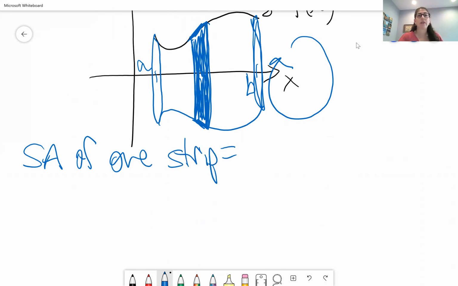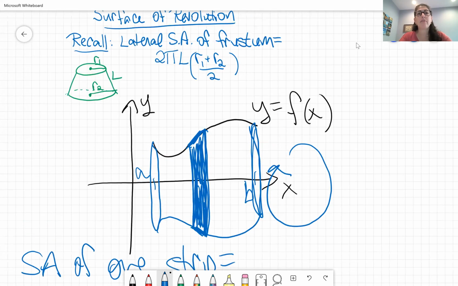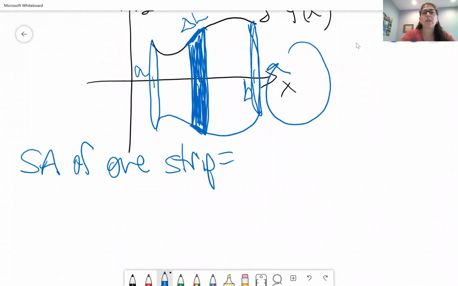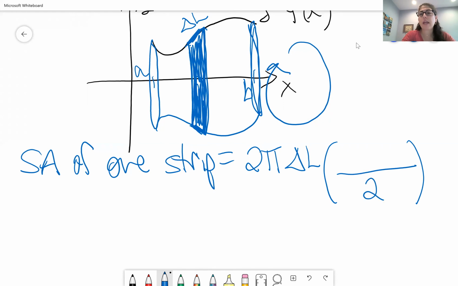So using the formula that we have above for the lateral surface area of a frustum, it's 2 pi times the slant height. I'm not going to call it L, I'm going to call it delta L, because remember, this is a narrow strip and we're going to let that strip become more and more narrow. So this is 2 pi delta L times the average of the radii.